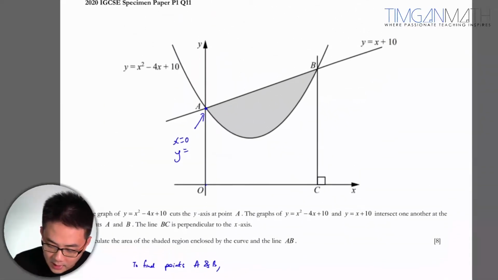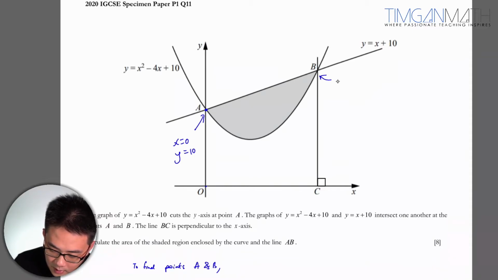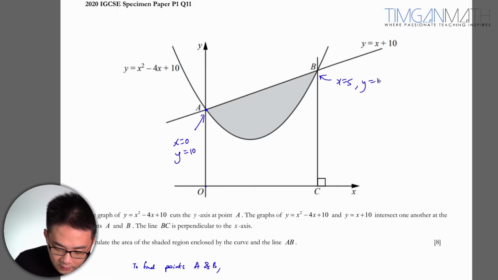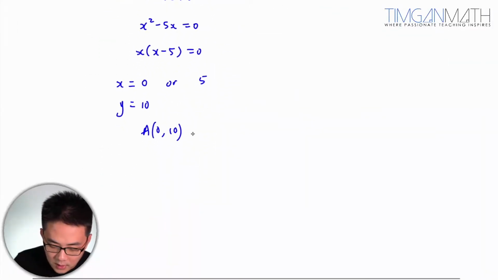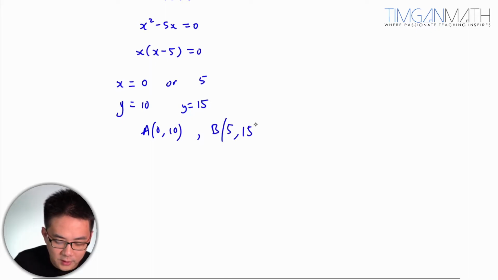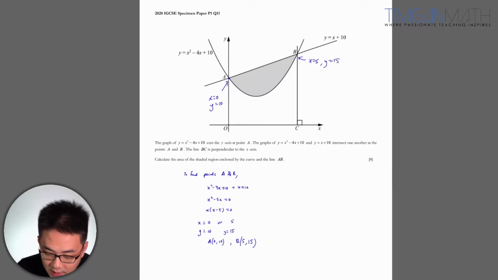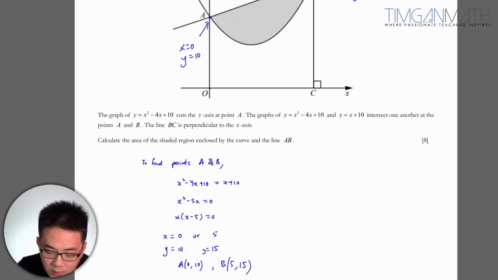When x is 5, replace into this equation, so y would be 15. There you go, y would be 15. So the coordinates of point B would just be (5, 15). All right, once this is done, we could actually find the area sandwiched between them.